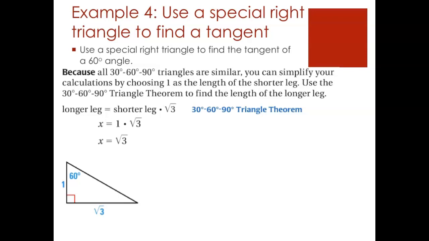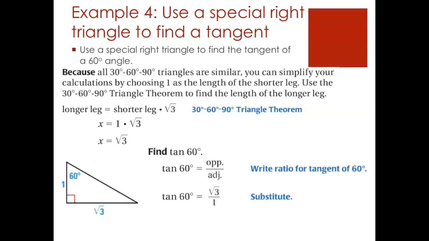Now, why did I choose 1? It was just a way of trying to simplify our calculation. If you chose 2, you know that the longer leg would be 2 root 3. This won't affect our tangent ratio because it is the ratio of those two numbers. So to find tangent of 60, this is equal to the opposite side over the adjacent side. So this is equal to root 3 over 1, which is simply root 3.